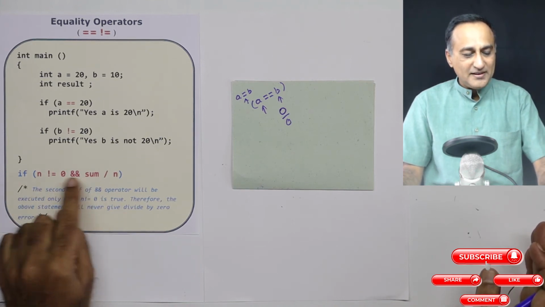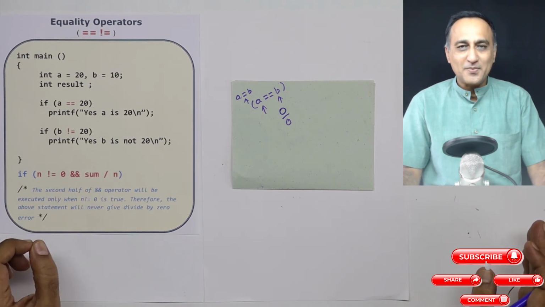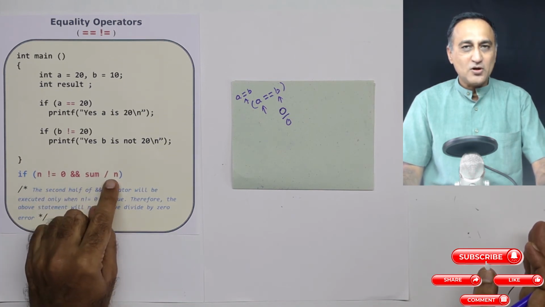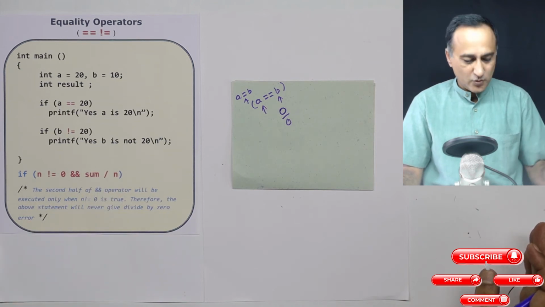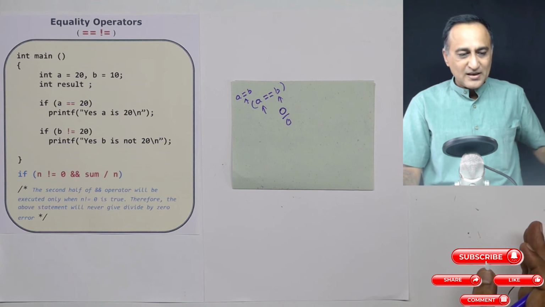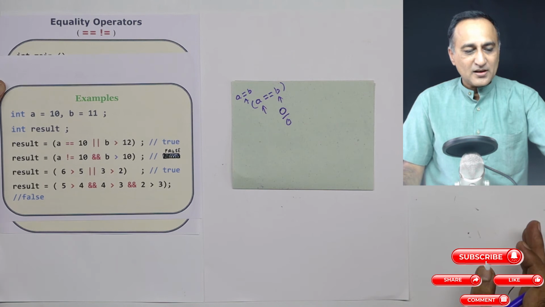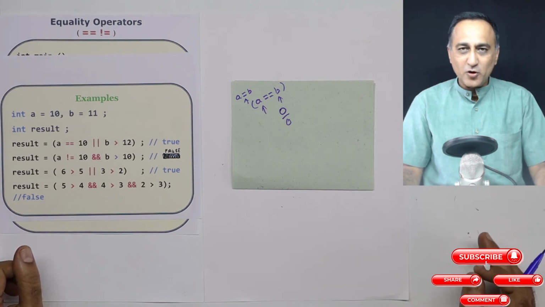If you interchange this, if n happens to be 0, then 100% you're going to end up getting a divide by 0, because if sum upon n is first, and n is 0, then it may be either a 0 upon 0 or something upon 0, which is going to create a problem for you and give you a divide by 0 error.